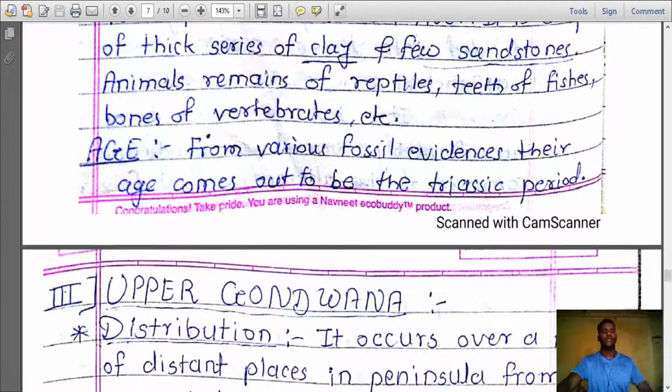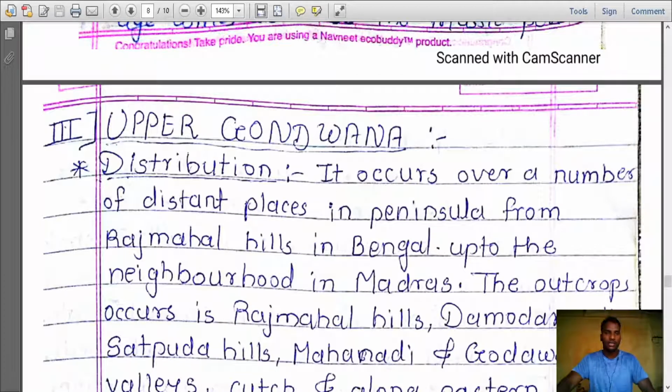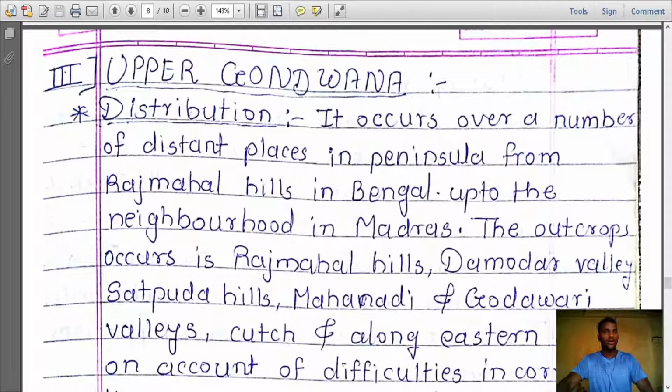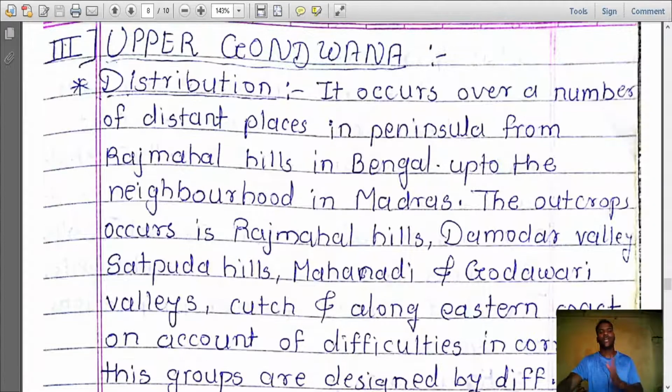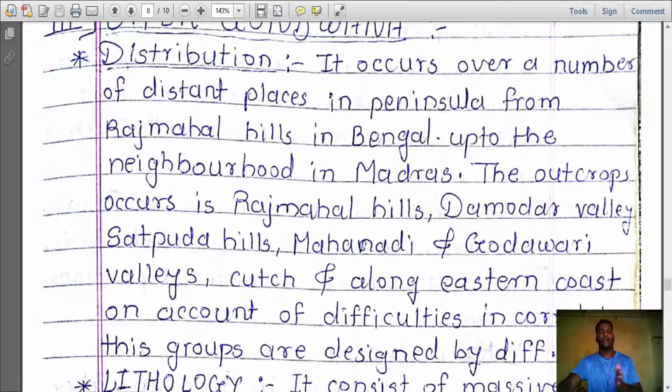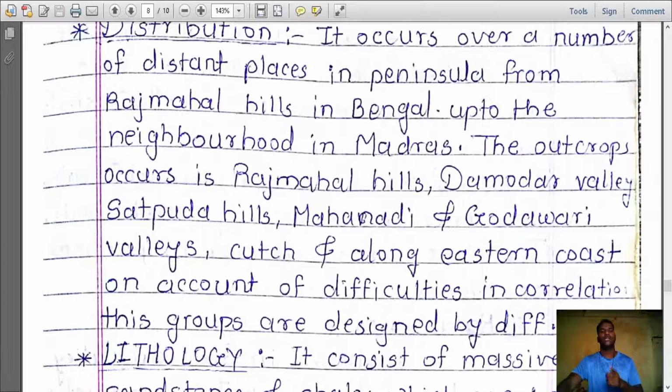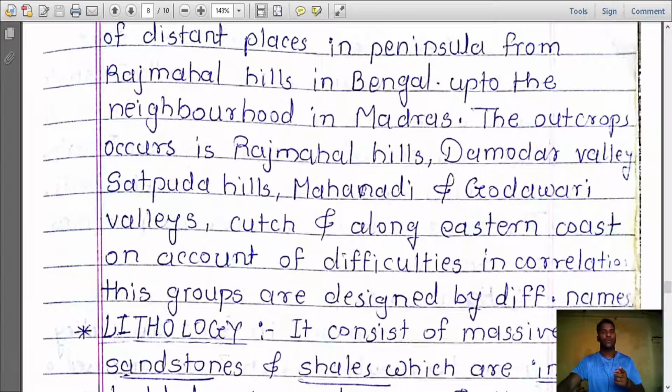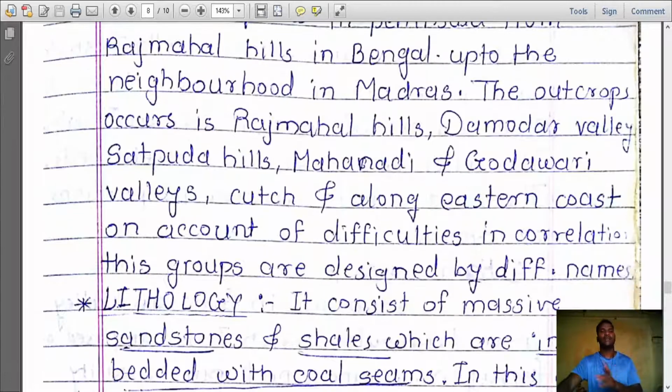Then last one is Upper Gondwana. Distribution. It occurs over a number of distinct places in peninsula, from Rajmahal Hill in Bengal up to the neighborhood in Madras. The outcrops occur in Rajmahal Hill, Damodar Valley, Satpura Hills, Mahanadi and Godavari Valley, Kutch and along eastern coast. On account of difficulties in correlation, this group is designated by different names.